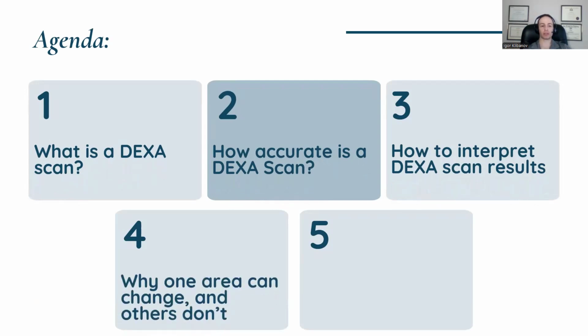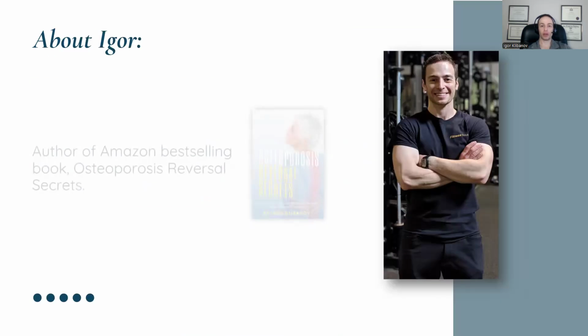Then we'll talk about why one area can change and others don't. In other words, you might get 3 or 4 areas measured, but they don't all improve at the same speed or the same amount. And finally, we'll talk about the biggest mistakes that people make when it comes to DEXA scan interpretation. Before we jump in, who am I?